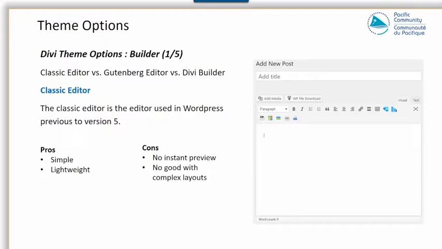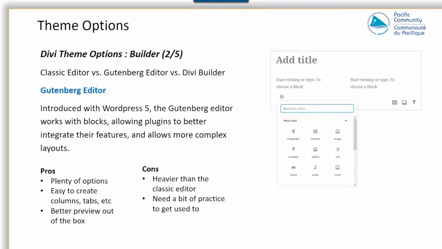The drawbacks, and what has been improved in the next version, is that there's no instant preview. You edit, but it doesn't really look like it's going to look once it's published on the website. And it's very basic, and you cannot create columns or tabs or all these fancy layouts. Well, you could using many different plugins, and it gets heavy and difficult to use. So we tried to improve that, make things better in WordPress 5, and that's when comes the Gutenberg editor.